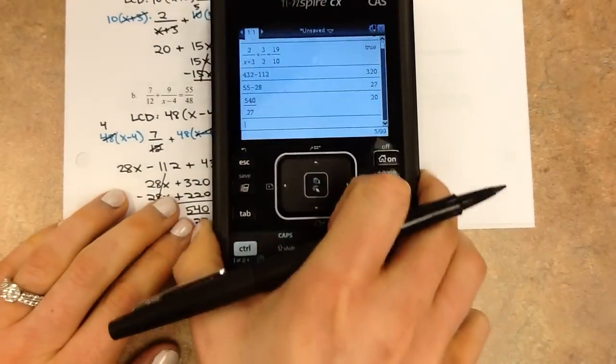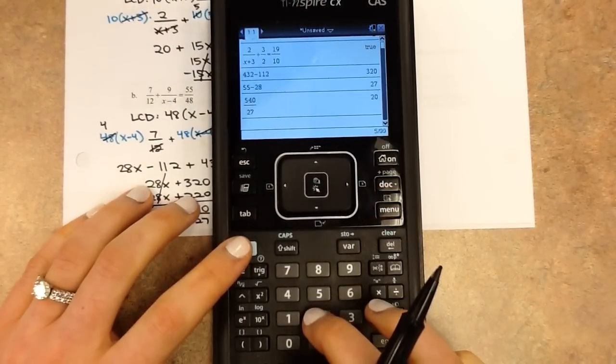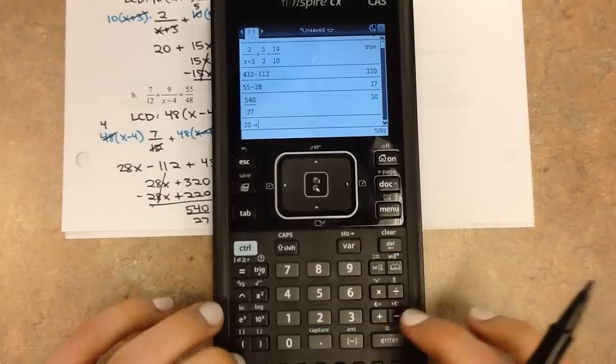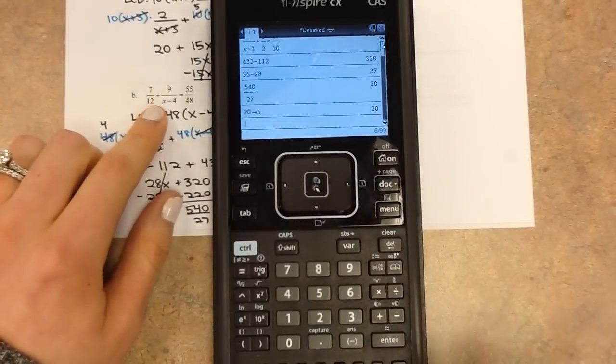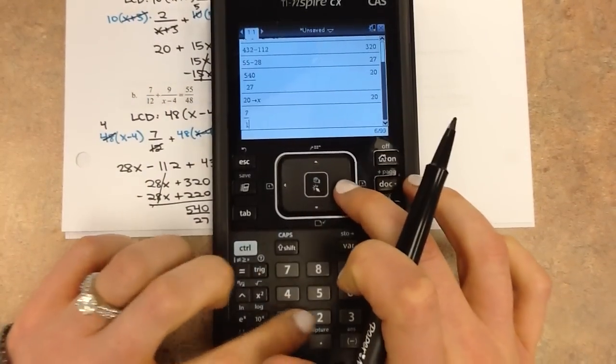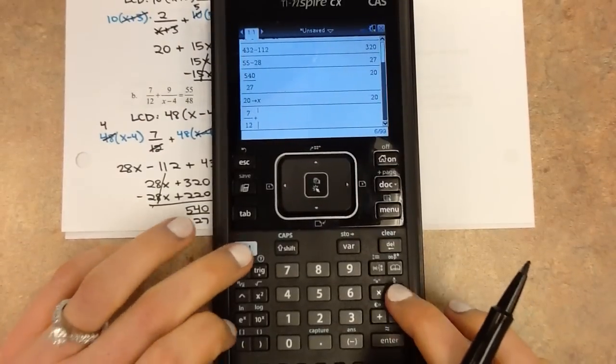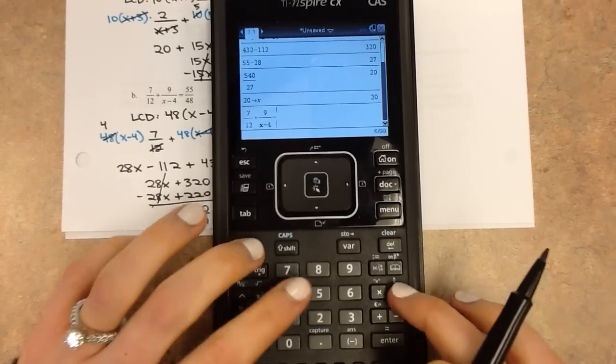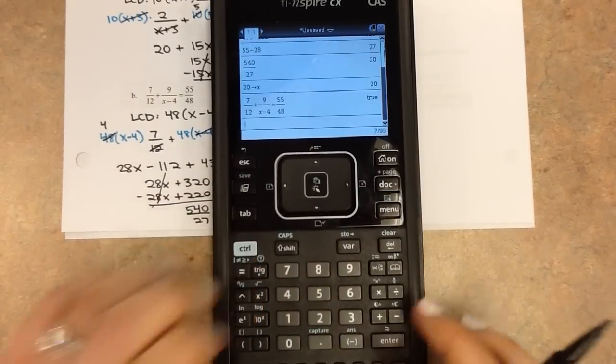Remember, we're just going to double check. Okay, so I take 20 and I store that in as x. I'm going to type in this new equation. So I type in 7 over 12 plus 9 over x minus 4. We want to know if it equals 55 over 48. And it does.